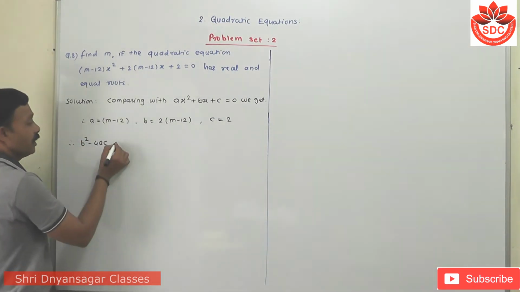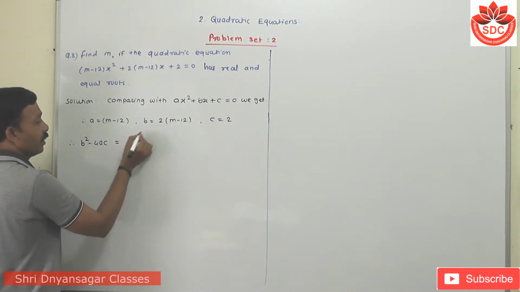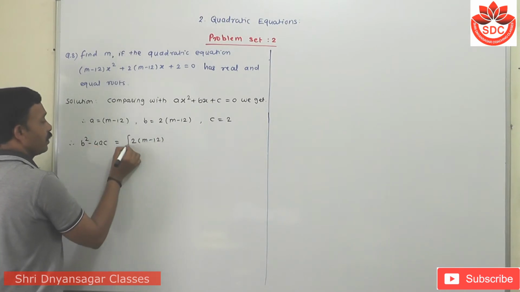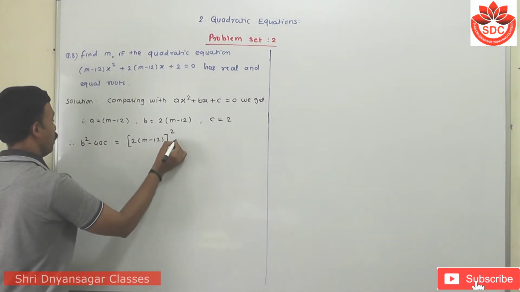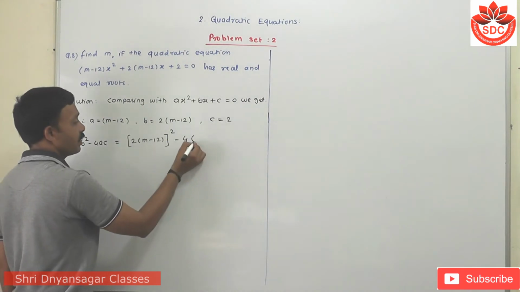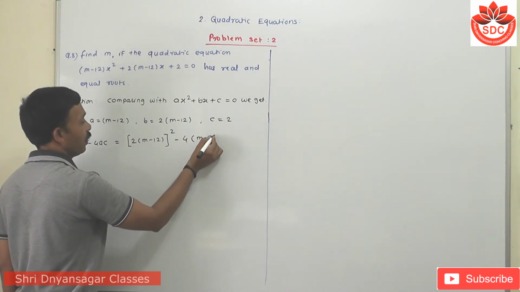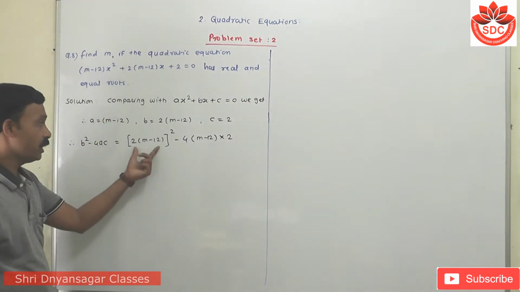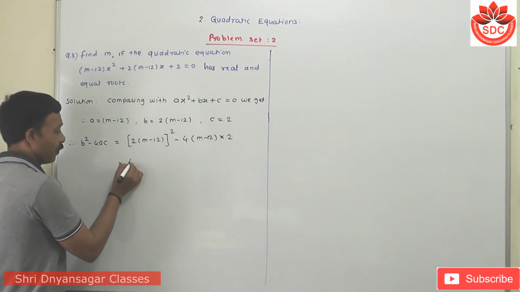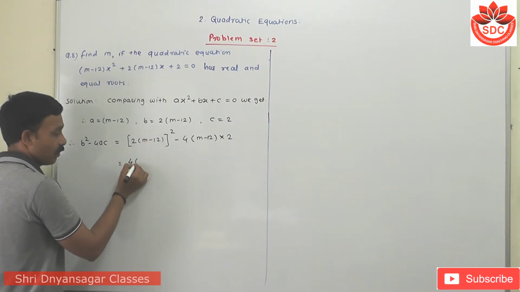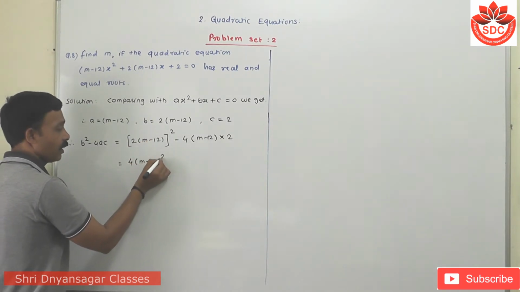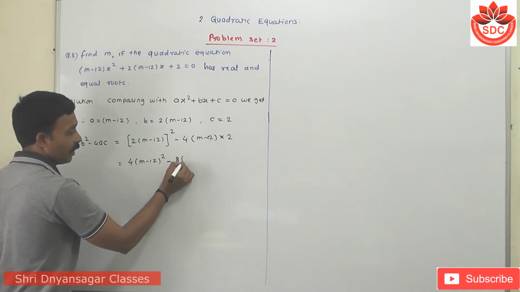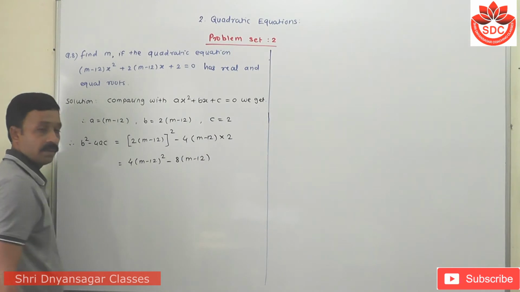Now first I will find out the value of b square minus 4ac. b is twice in bracket m minus 12, whole bracket square I will take here, minus 4 into a is m minus 12 into c is 2. Then squaring this bracket we write this way: 2 square is 4 and this square is m minus 12 bracket square. Then these 2 4s are 8 in bracket m minus 12.